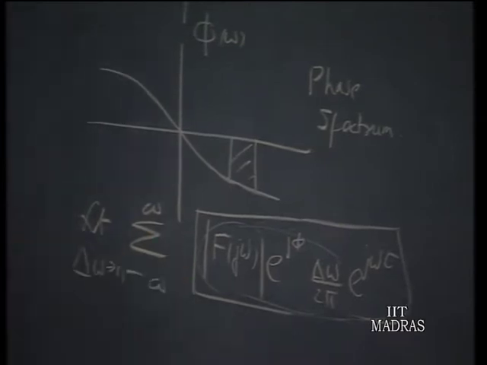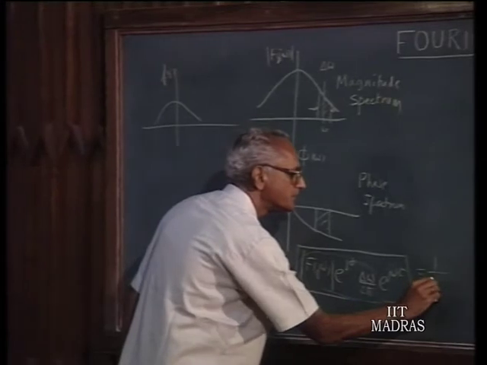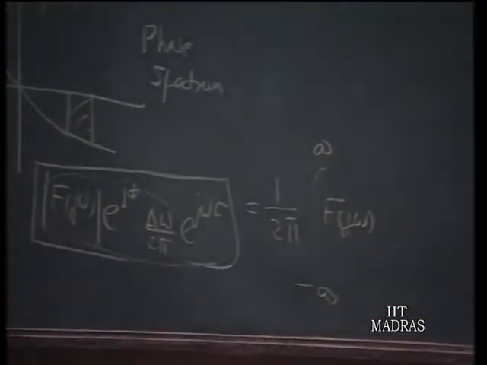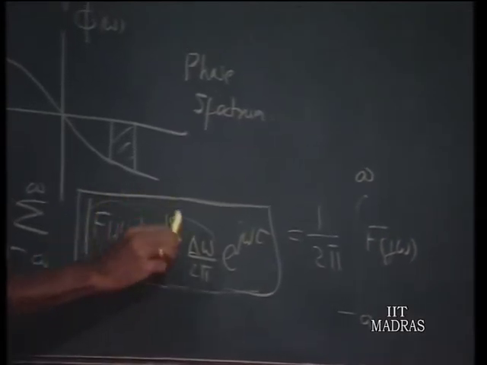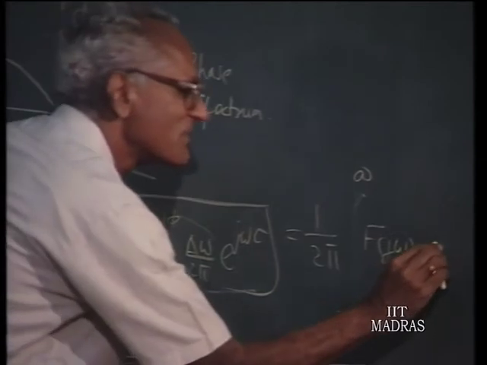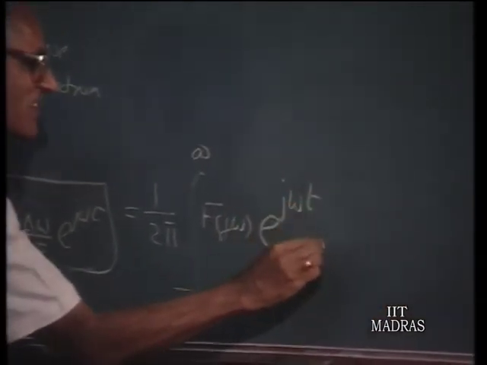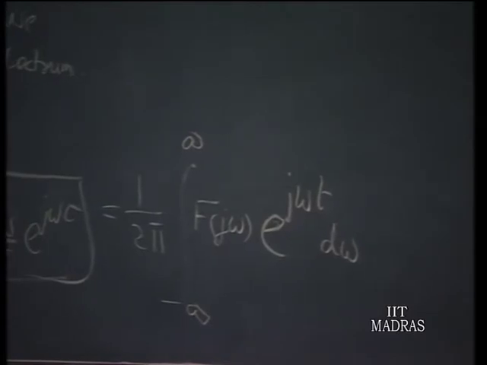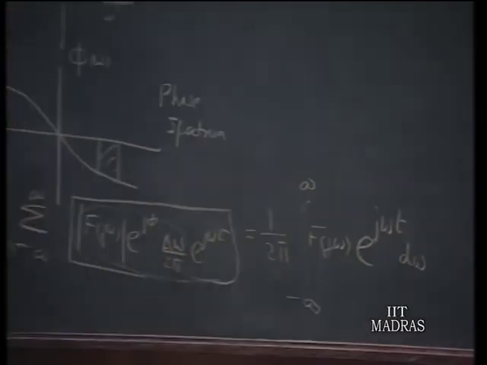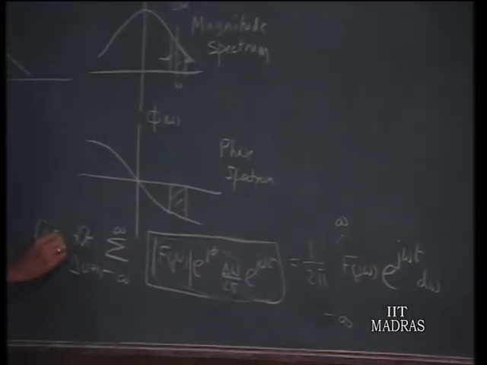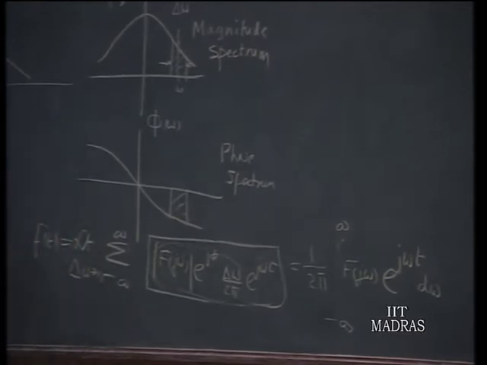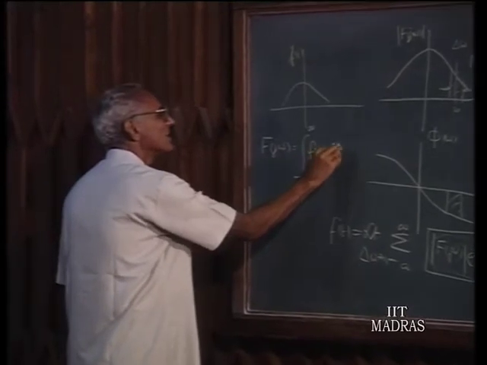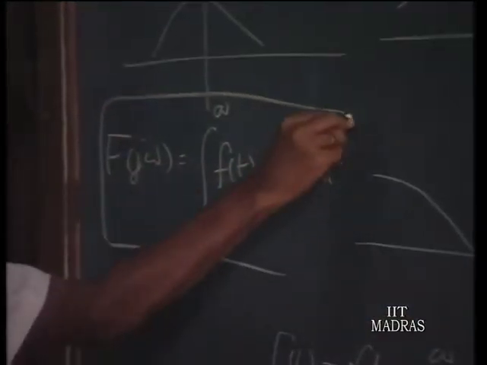if you take all such functions, this will add up to 1 over 2 pi integral from minus infinity to plus infinity of F(j omega), where I am now combining the magnitude and e to the power of j phi together as a complex number F(j omega), times e to the power of j omega t d omega. That will be your f of t. So f of t can be thought of as 1 over 2 pi integral F(j omega) e to the power of j omega t d omega. So this is the Fourier integral, and to get F(j omega) from f of t, this is the integral from minus infinity to plus infinity of f of t e to the power of minus j omega t dt. So these are the two relations which are important in the Fourier transform theory.